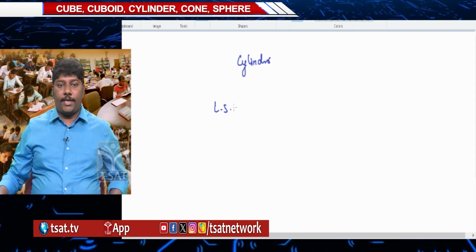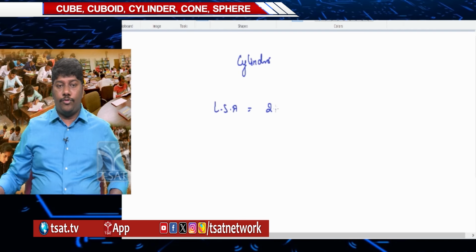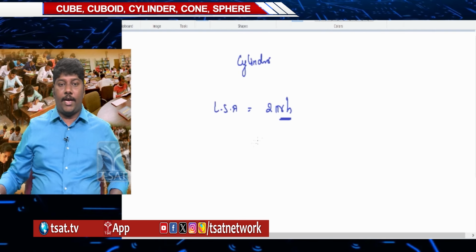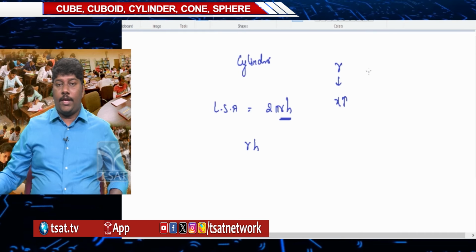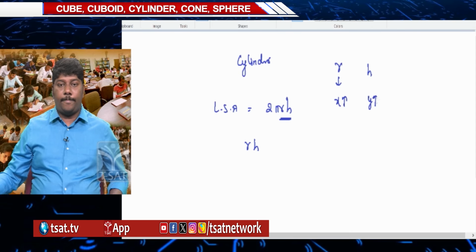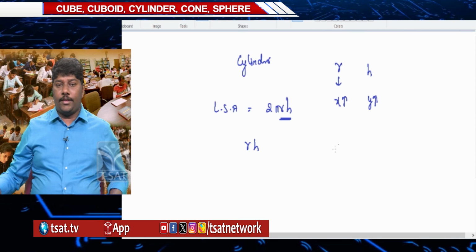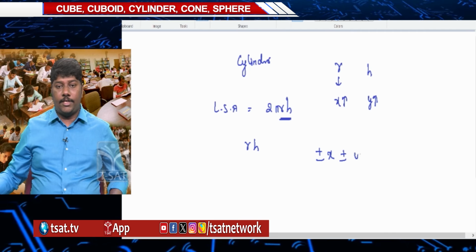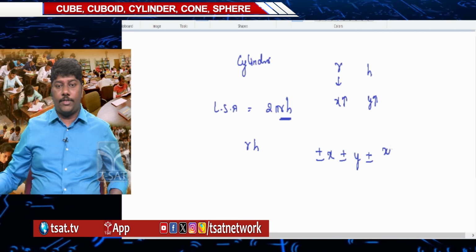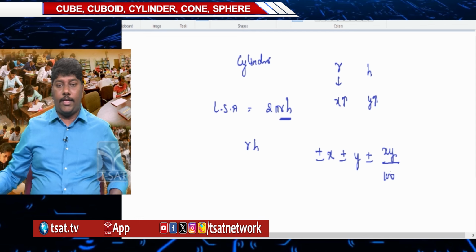The lateral surface area is 2 pi r h. The variables are r and h. So, r is increased by x percent, h is increased by y percent, then the increase or decrease. Therefore, what happens to area? It is x plus y plus xy by 100. Like this you have to take the variables.